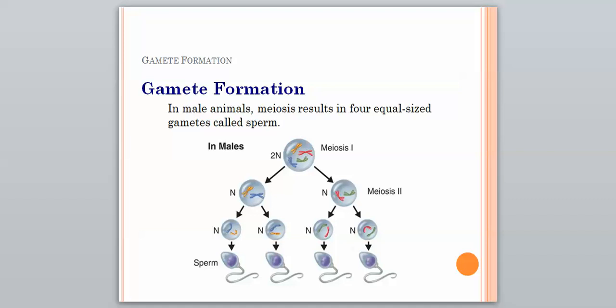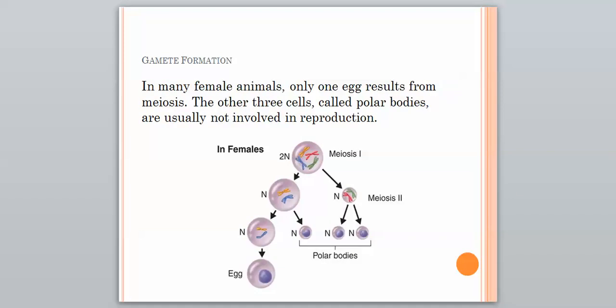And that's important because in females, only 1 egg results from meiosis, and the other 3 cells are called polar bodies, and they're usually not involved in reproduction. So you can see we have the same steps for our first 2 here. You can see this one's a little bit smaller and forms a polar body, and this one forms another polar body, and only 1 of these goes on to actually become an egg. So in females, they don't have nearly as many gametes as males do, and that's because after meiosis, only one of the 4 actually goes on to become an actual egg that will be involved in reproduction.